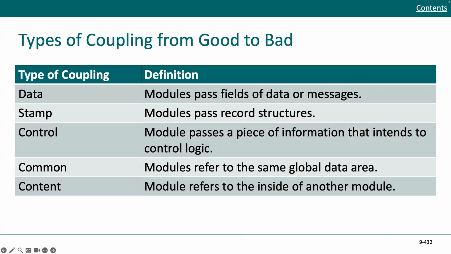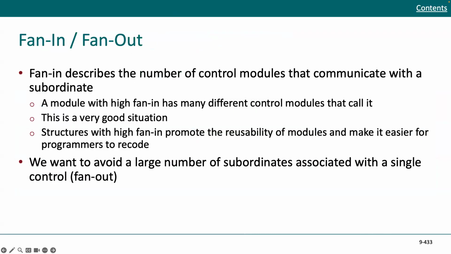And so just like we talked about cohesion, now we have types of coupling from good to bad: data, stamp, control, common, and content. For data, modules pass fields of data or messages. For stamp, the modules pass record structures. For control, modules pass a piece of information that is intended to control logic. Common, the modules refer to the same global data area, and content, modules refer to the inside of another module. So you can see going from good to bad as we work our way down each one of those.